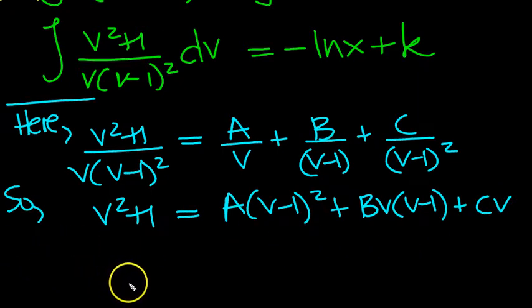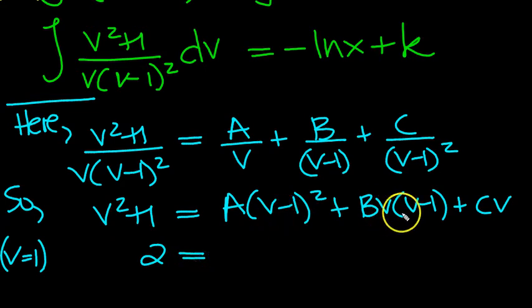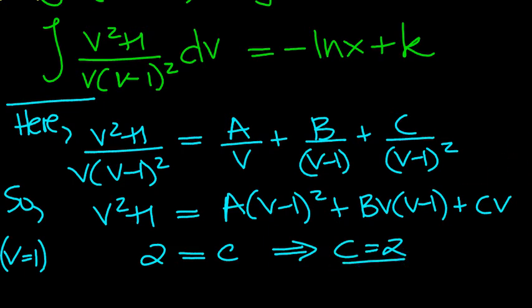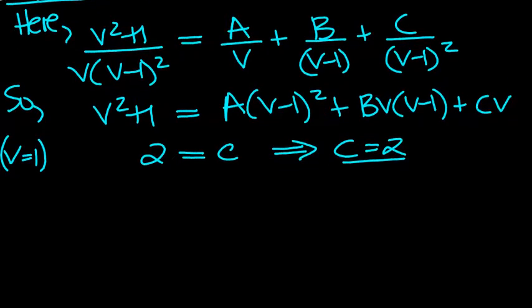So put in v is 1, and that will give us 1 squared is 1 plus 1 is 2. These will be zeros here and here, because this will be 0 and this will be 0, and we'll just be left with 1 times c. So c is 2 then. Okay, that's good. C is 2.